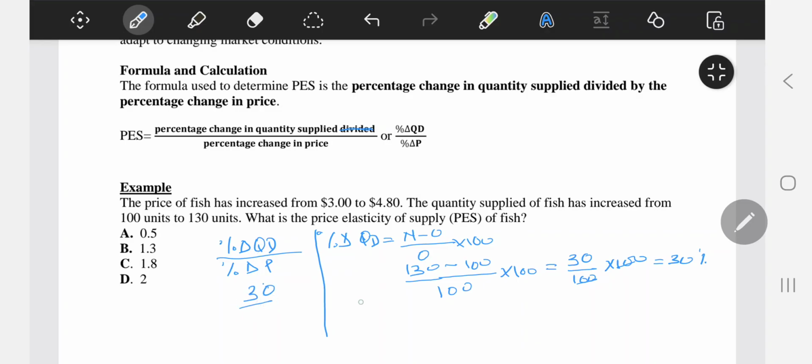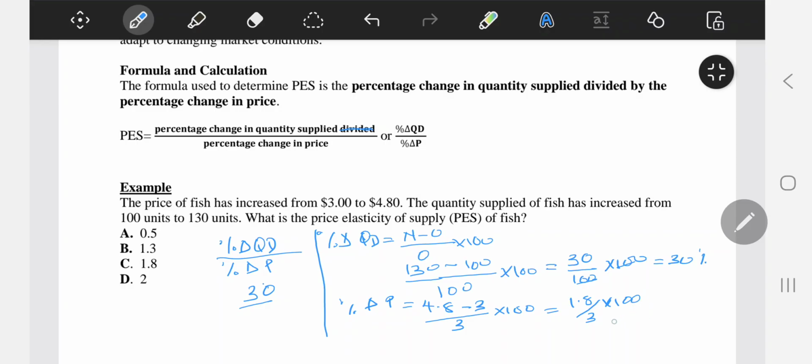And then let's get the percentage change in price. This again is going to be the new price, which is 4.8, subtract the old price, which is 3, divided by the old price, which is 3, times 100. And this is going to be 1.8 divided by 3, times 100.